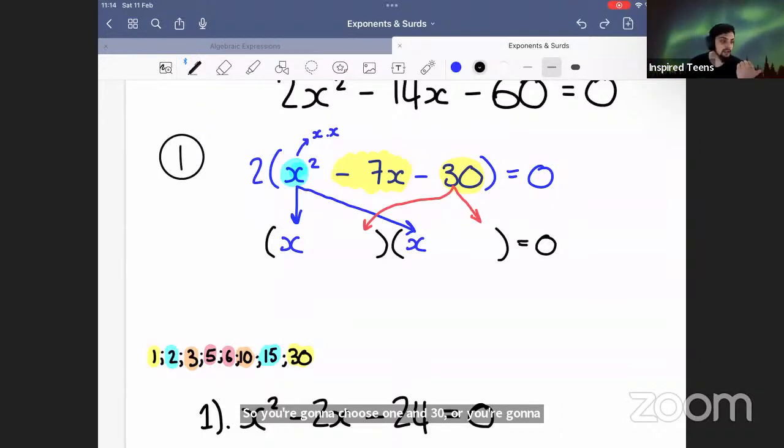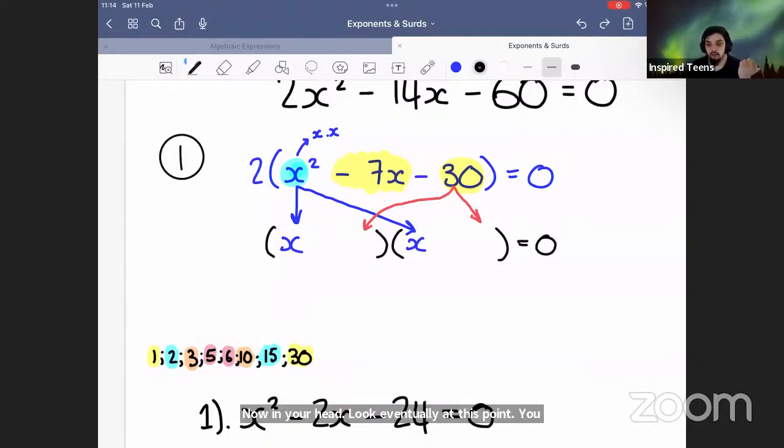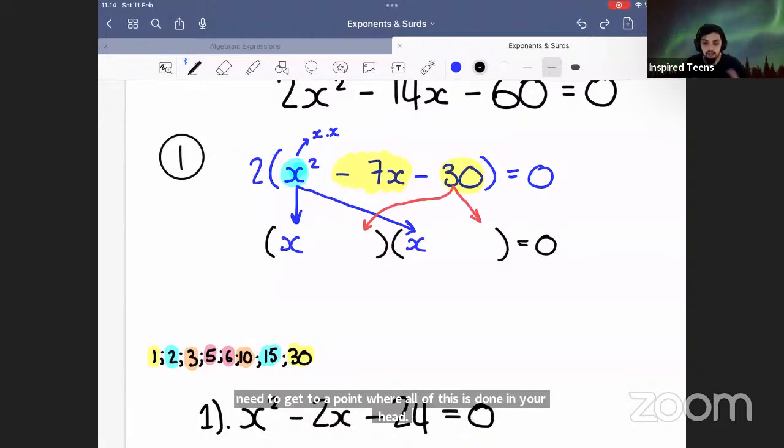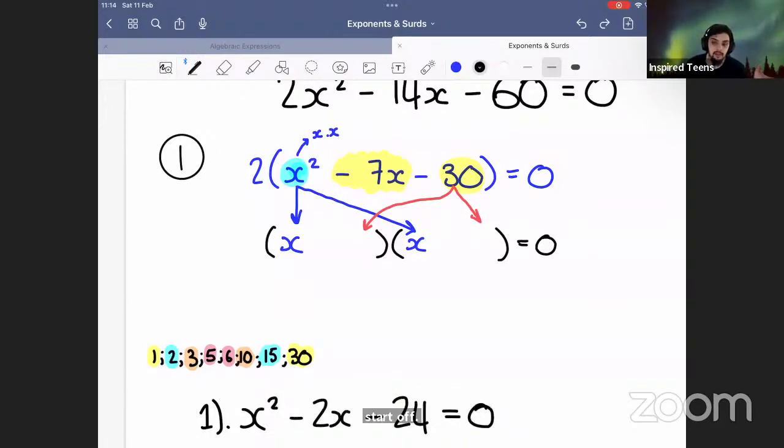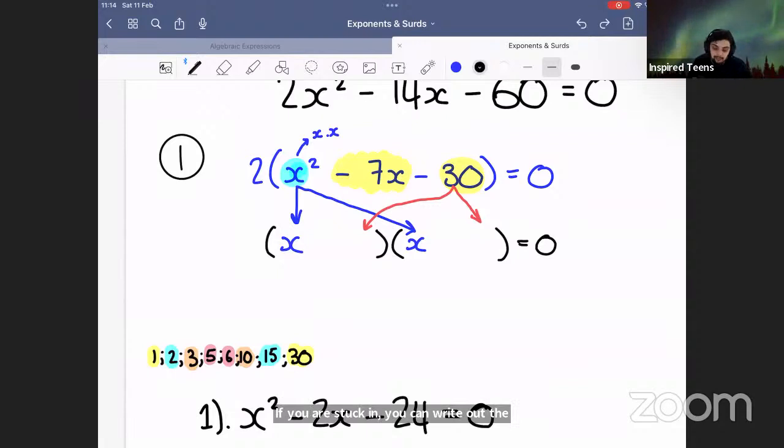Now, eventually you need to get to a point where all of this is done in your head. You're not going to be writing it out. But initially, if you are struggling, you can write out the factors to get the hang of things. But which factor pair do you want to choose? You want to choose the factor pair that's going to give you -7, or even if you just say 7 for now.